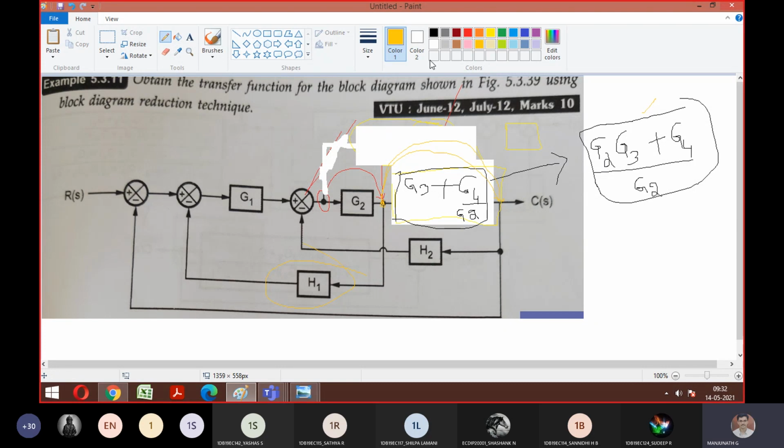Everyone understand clearly? Say I'm moving this, it means it is connected to H1. So if I move this point to this location, then for this H1, I should multiply that block, and this connection will come here. Agree?